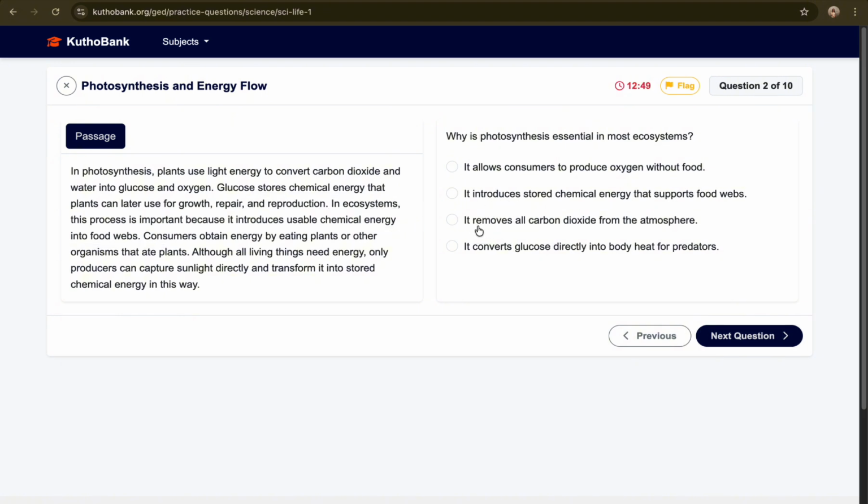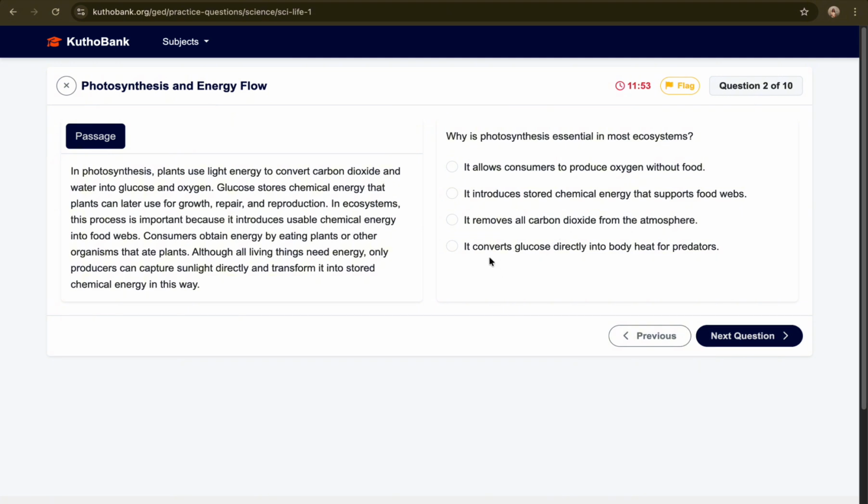Choice C. It removes all carbon dioxide from the atmosphere. Keywords are remove, carbon dioxide, atmosphere. Let's scan for them. We see the carbon dioxide here, but the context is different. We don't see this idea suggested by choice C. So choice C is incorrect.